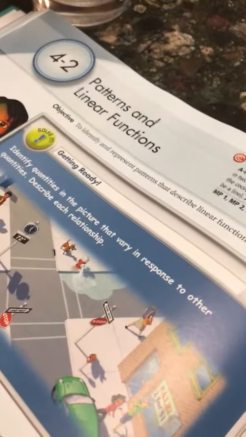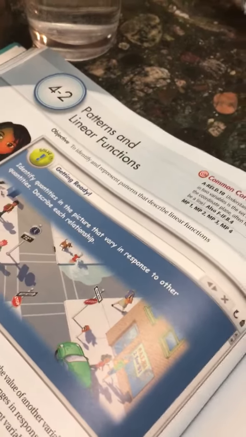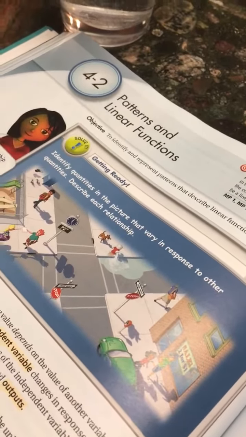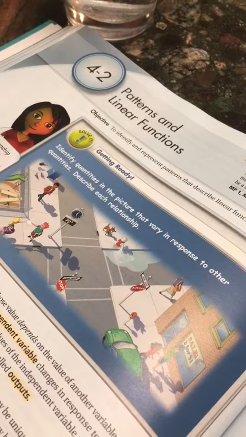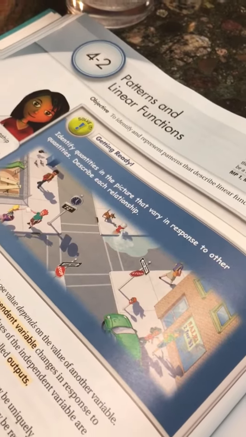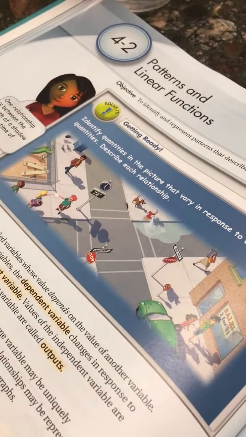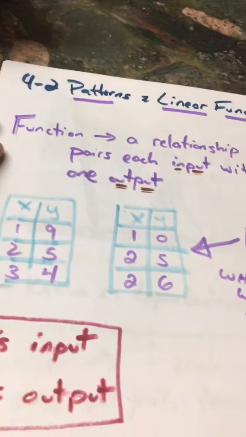So what I did, I put a little video together for you on 4.2. So 4.2, as you can see, is patterns and linear functions. All right, a lot of definitions in this section, and sort of understanding what functions are and then what linear functions are. Okay, that is sort of the main idea here. So some of the notes that I put down for you. Okay, what is a function?